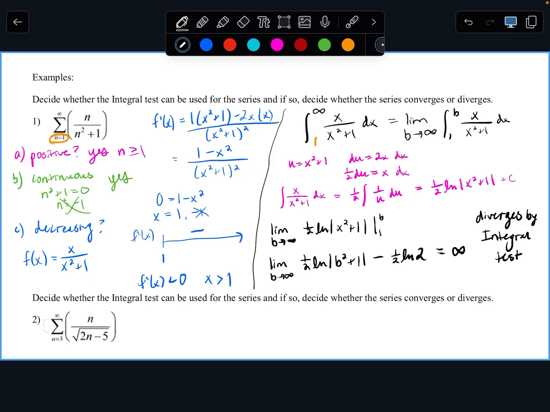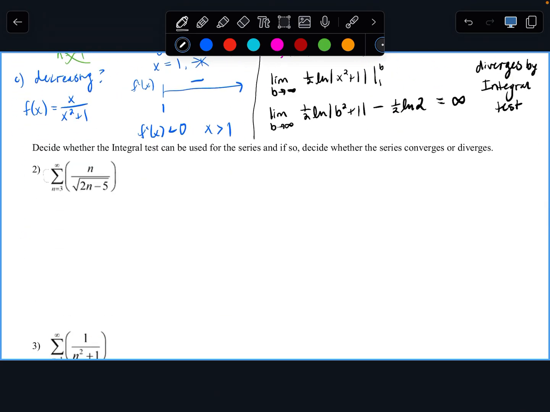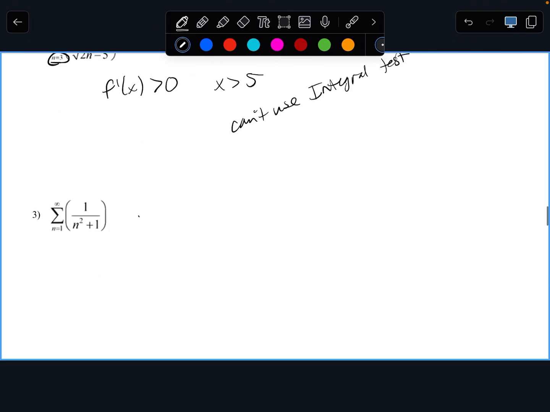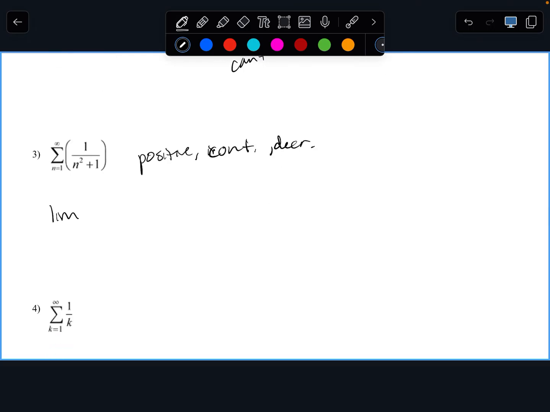Okay. Really quick, because we're running out of time. Notice this. Okay. This one is increasing when x is greater than 5. So you can't use it. Oh, darn. Okay. I'm telling you it's positive. What is it? Continuous, decreasing. Okay. If you do this one, hold on.